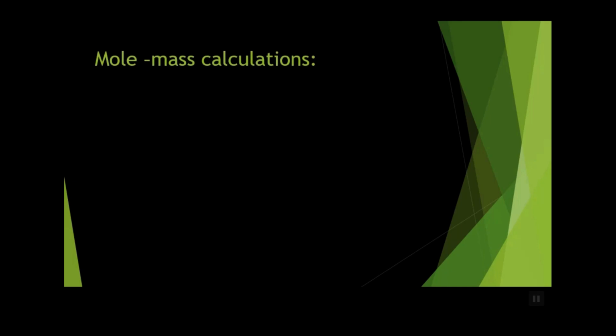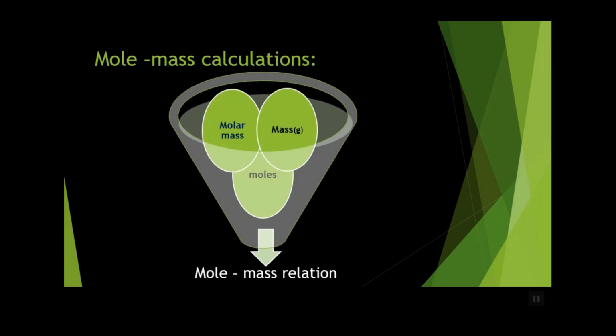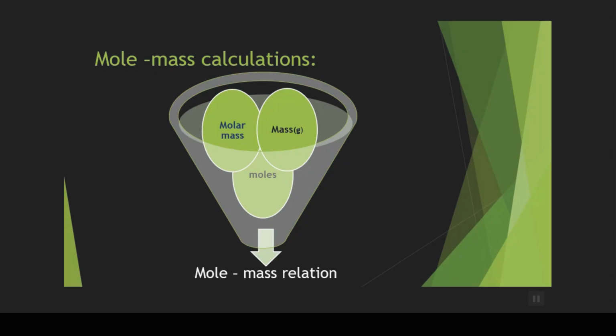Mole mass calculations. Students, in mole mass calculations, when mole is given we have to find the mass, and whenever mass is given we have to find the mole. So you can see in this triangle three terms are used: mass in gram, moles and molar mass. This relation is known as mole mass relation, because whenever mass is given and we have to find the moles, and whenever moles are given we have to find the mass.